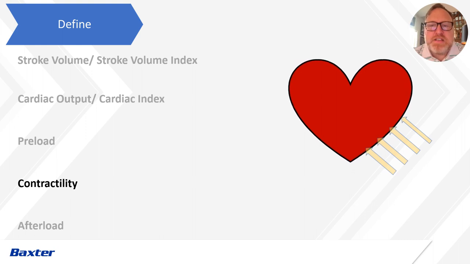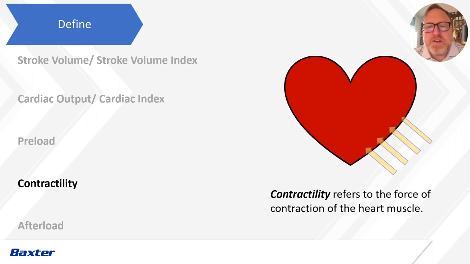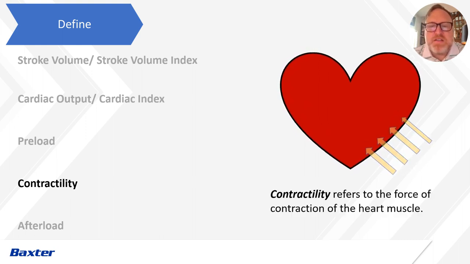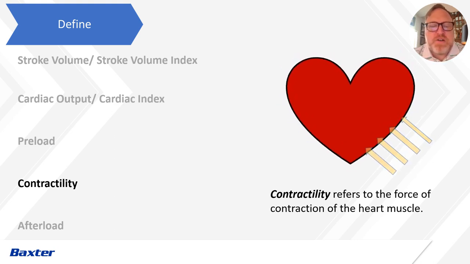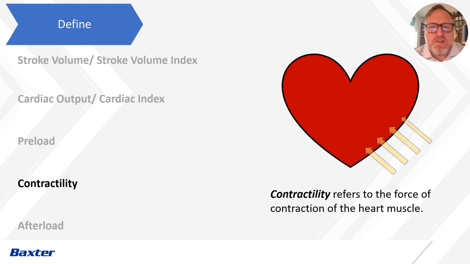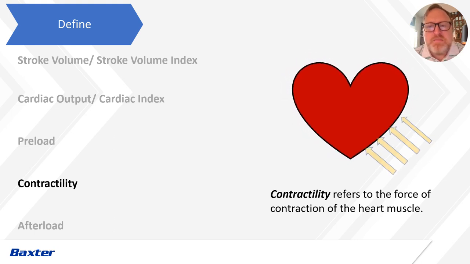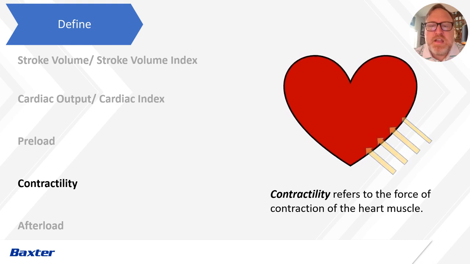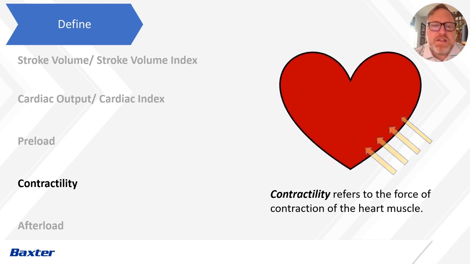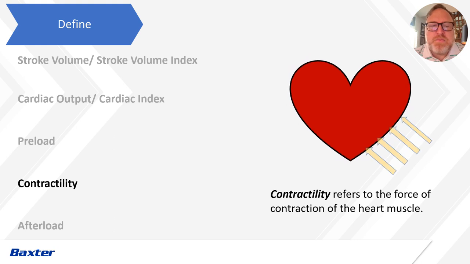We have contractility. So if preload is the stretching of the ventricle, contractility is definitely the contracting of the heart. So when our heart contracts, how hard does that work? We can manipulate this as well, right? We can manipulate this possibly with a positive inotrope, for instance, and get that contractility working better for us. So this is something that we really need to look at.